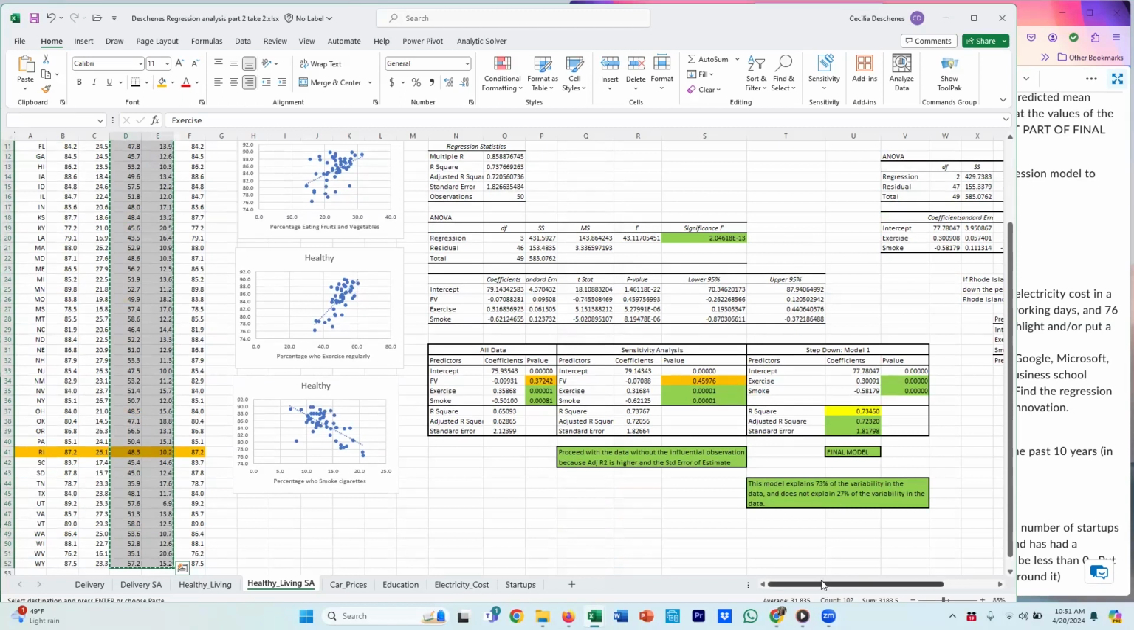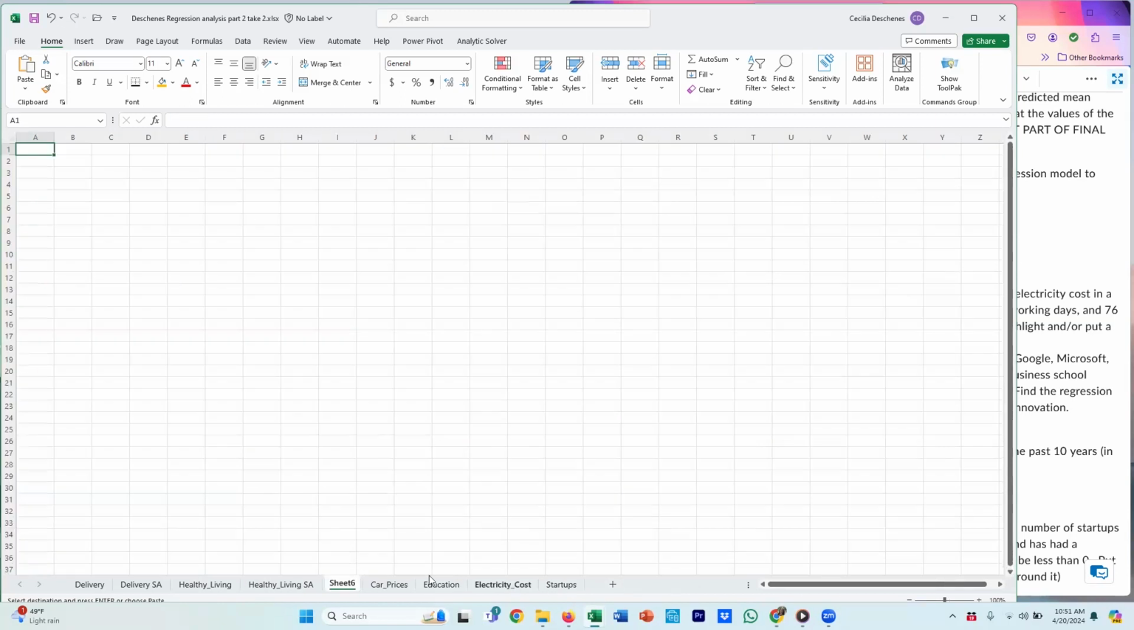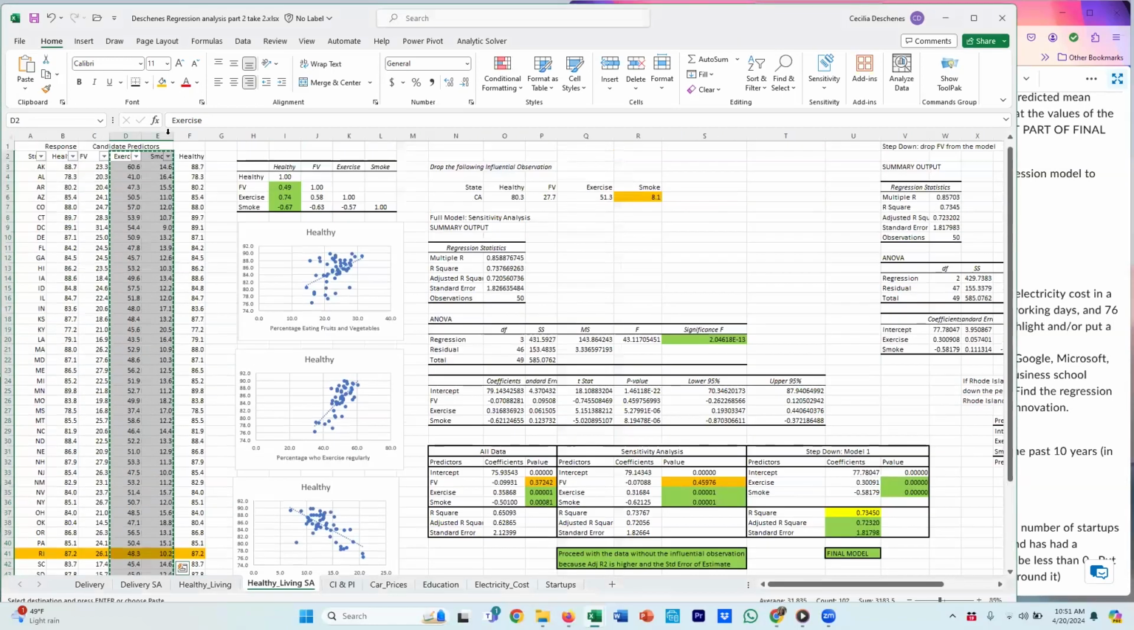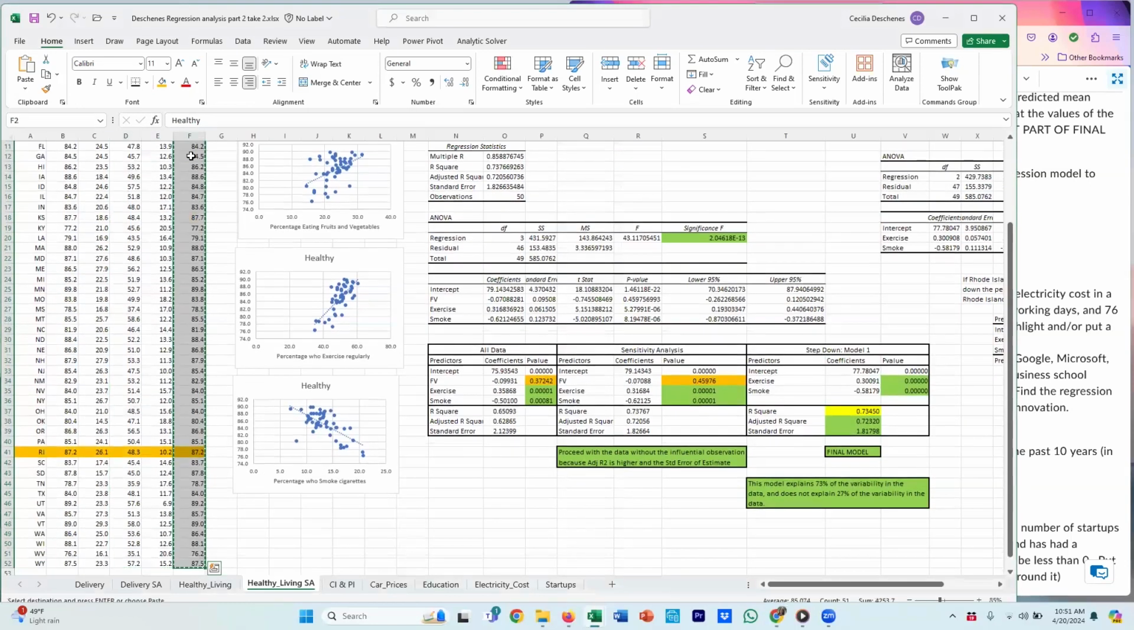You know what? I'm going to put it in a new worksheet. I'll just call this the confidence interval and prediction intervals. Okay, and I've got the data here. I don't care about FV; it was not in my final model. I've got percentage exercises and percentage smoking, and I'm just going to copy this over because this is the part that I care about.